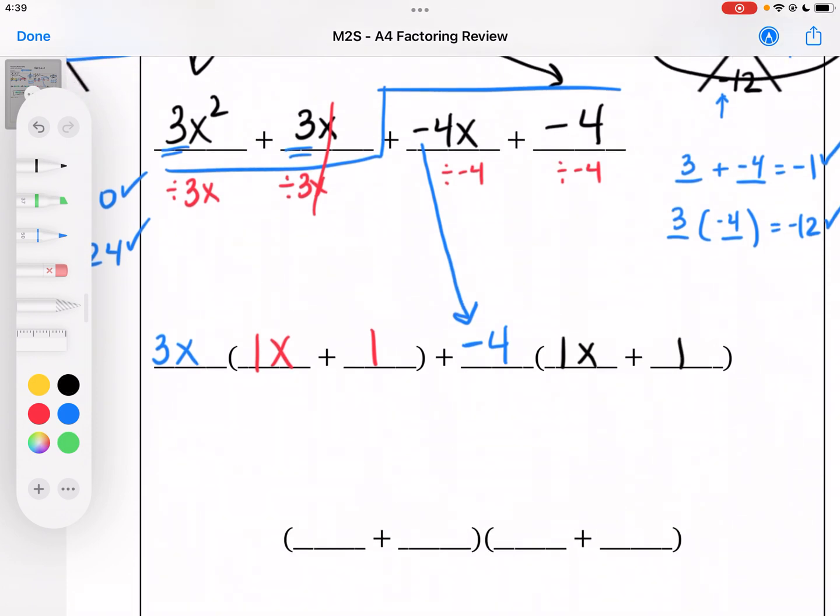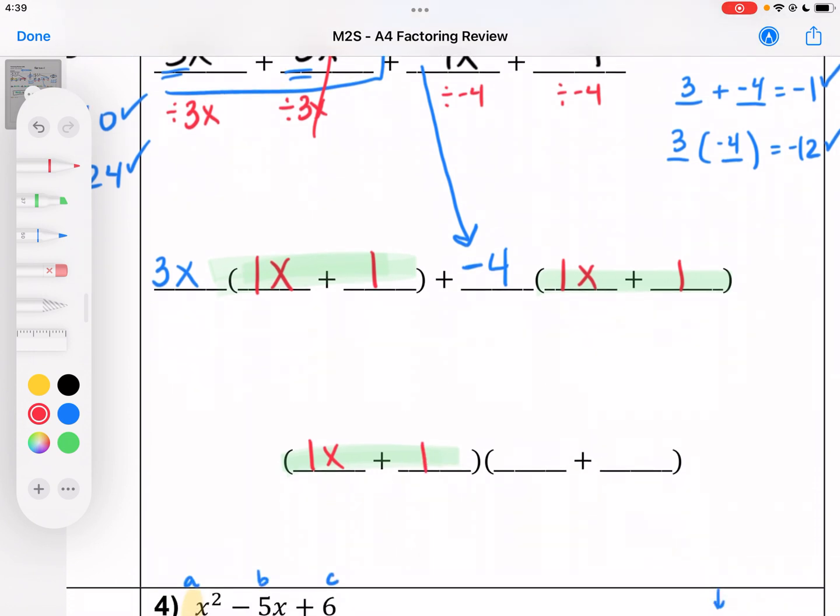I didn't mean to make those different colors than the other one, so I'll just change that to red really quick. Okay, so these are exactly the same, so I'm just going to pull it down. And then the outside numbers go in the other set. So 3x -4.